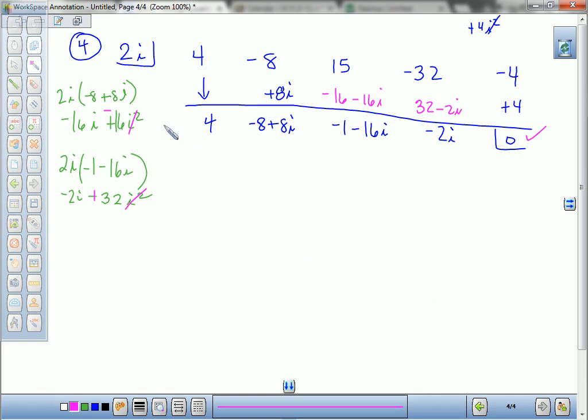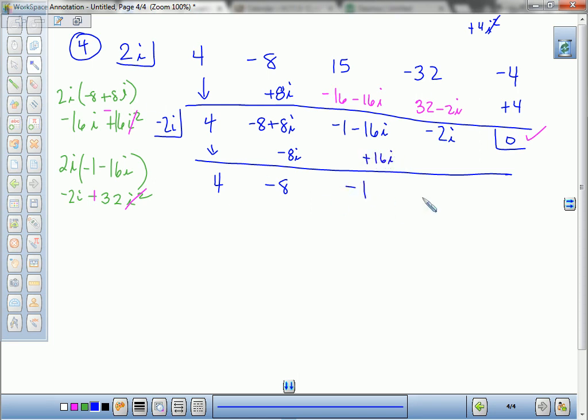Okay, so the first line is ugly. The second line cleans it up. So now we divide by negative 2i. This is where it all gets pretty. So I bring down, I multiply. Okay, the second time you divide by an imaginary, all your imaginaries should go away. They do. I multiply. They do. I multiply. They do. So the second time you divide by imaginary, all your imaginaries go away.